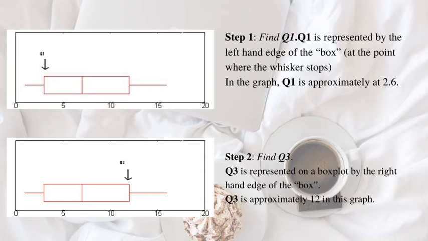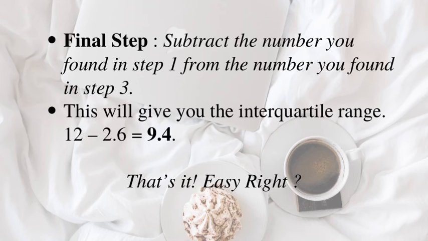Step 2: find Q3. Q3 is represented on the box plot by the right-hand edge of the box. Q3 is approximately 12 in this graph. The final step: subtract the number you found in step 1 from the number you found in step 2. This will give you the interquartile range. 12 minus 2.6 is 9.4. That's it. Easy, right?